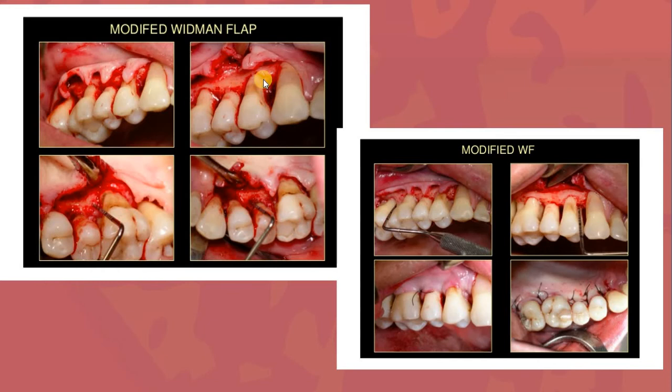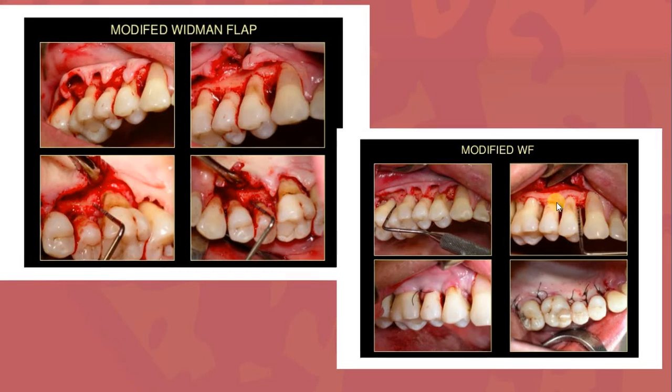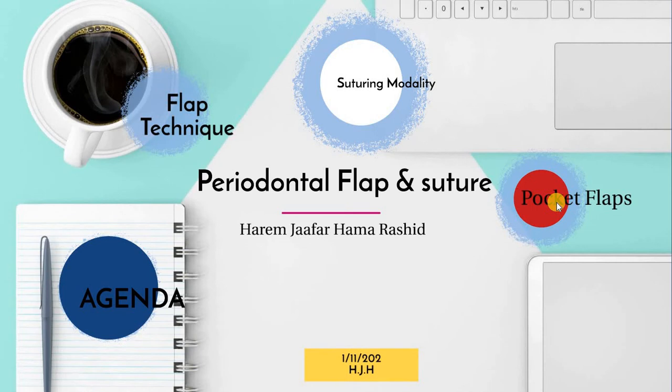Then you remove the necrotic cementum and the dead tissues. You clean it, and after that you just put the flaps both palatally and buccally on the same position, and you suture it. This is modified Widman flap. These are used for pocket treatment. We have undisplaced, we have displaced, like apically repositioned flap, and we have modified Widman flap.